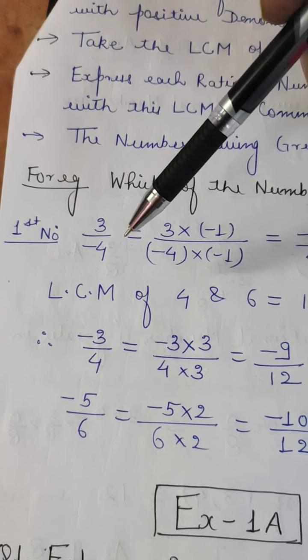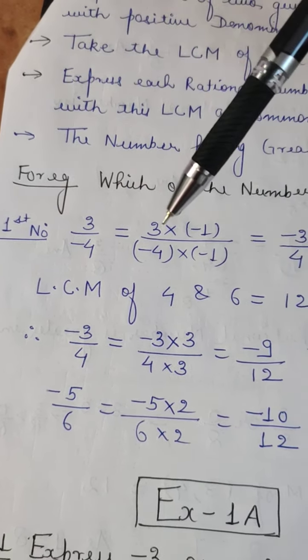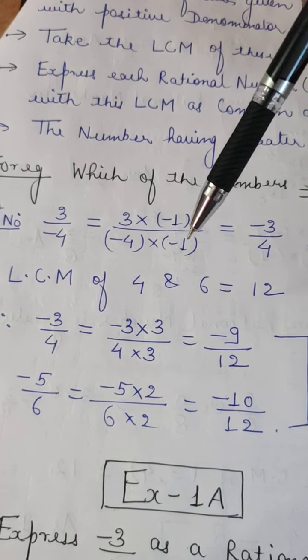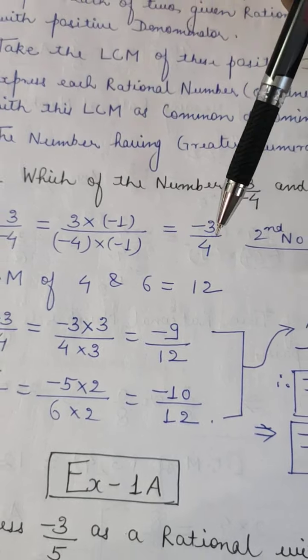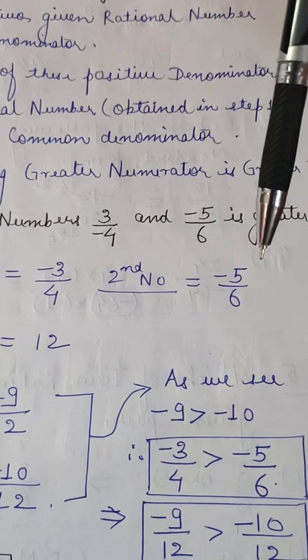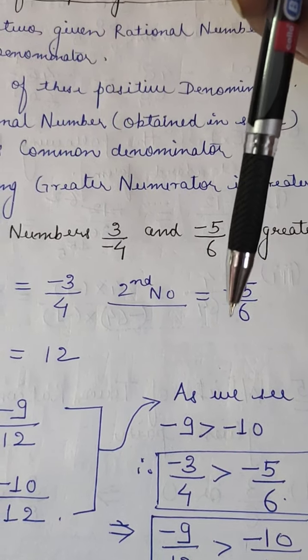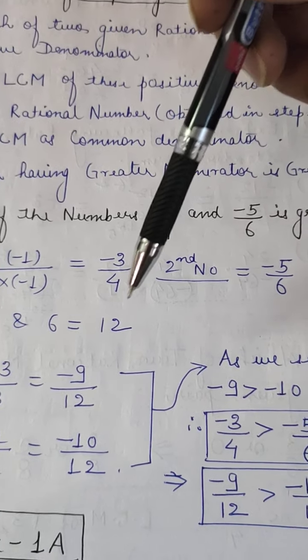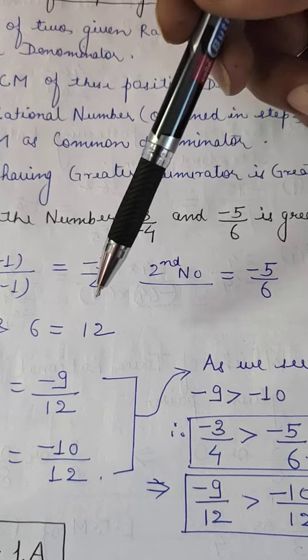First we have made the denominator positive. So in order to make the denominator positive, we have multiplied both numerator and denominator by -1. We get -3 by 4. Similarly, -5 by 6 already has a positive denominator, so we will leave it. Then we will find the LCM of the denominators.